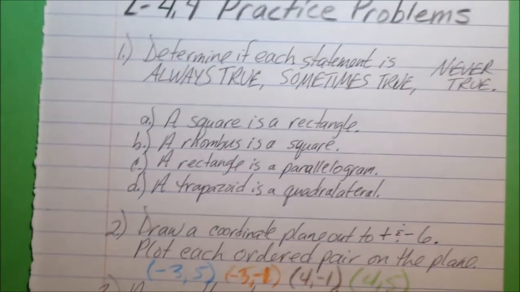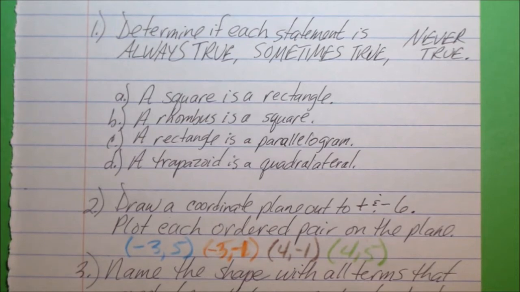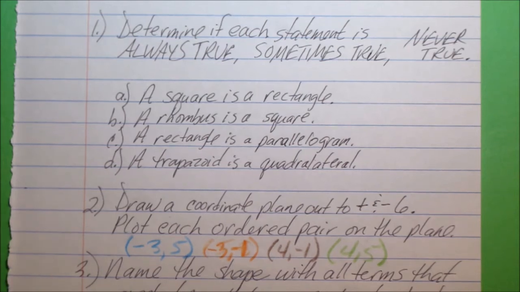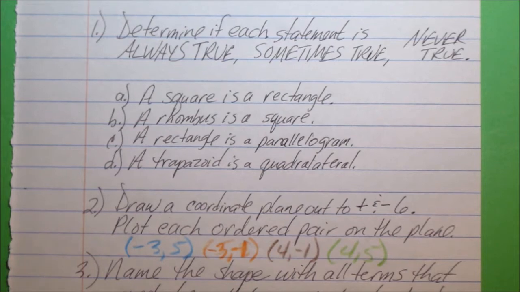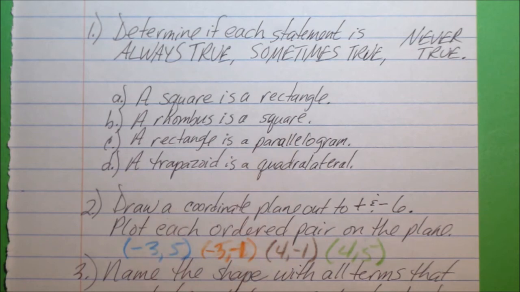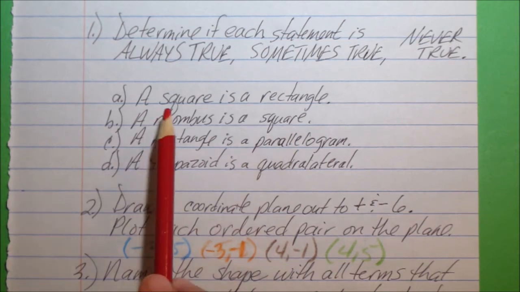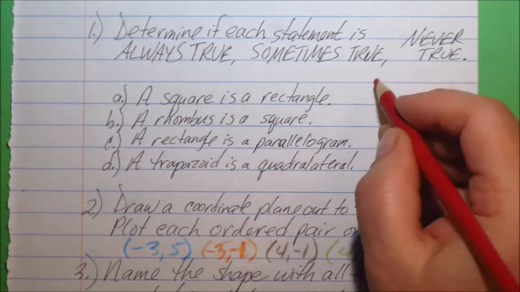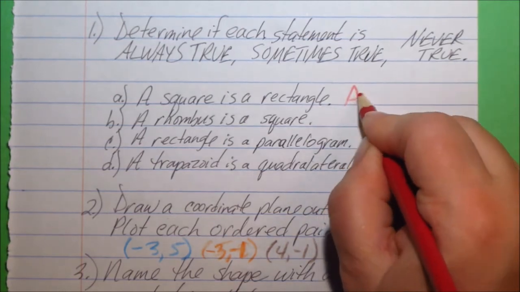Okay, so back up here to our A, B, C, and D. All right, a square is a rectangle. Is that true? Well, the definition of a rectangle is that it has all 4 corners 90 degrees. Does a square have all 4 corners 90 degrees? Then it is always true.